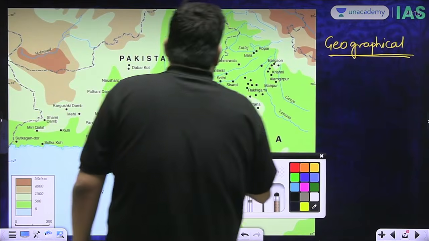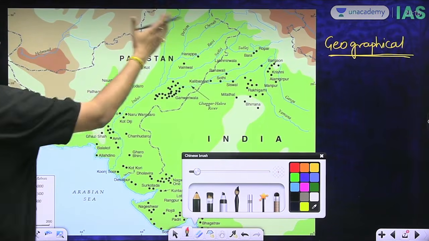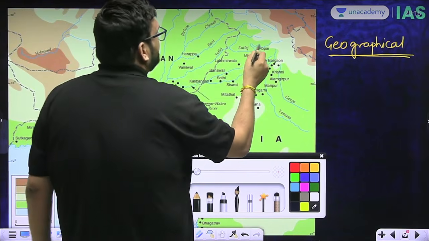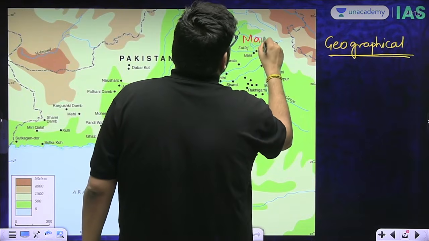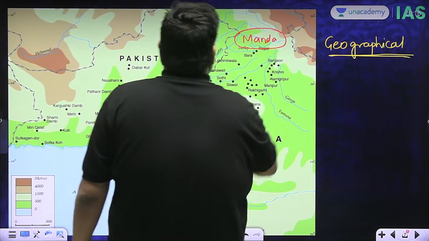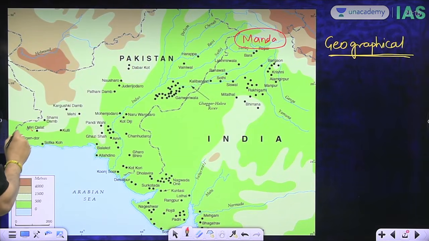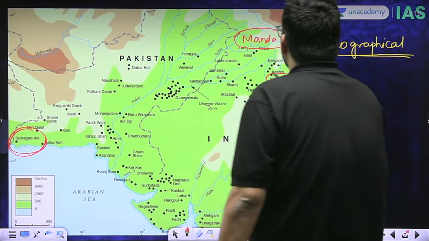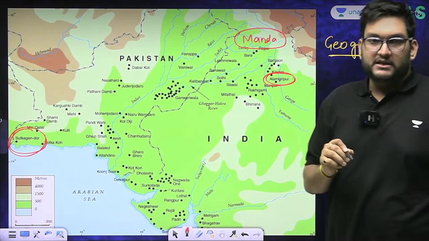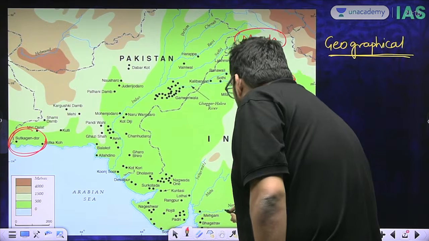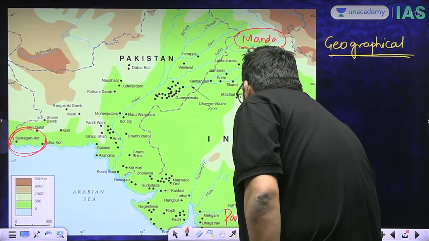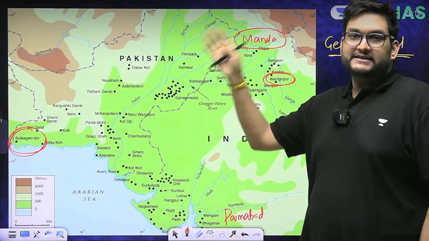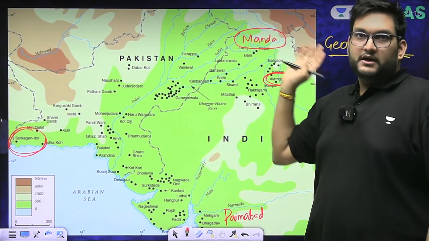Now here, obviously, you need to know north, south, east and west, and therefore the northernmost site is called Manda. The westernmost site is called Sutka Gendor. Then the easternmost site is called Alamgirpur, and the southernmost site is called Daimabad. These four cardinal sites are basically north, south, east and west.